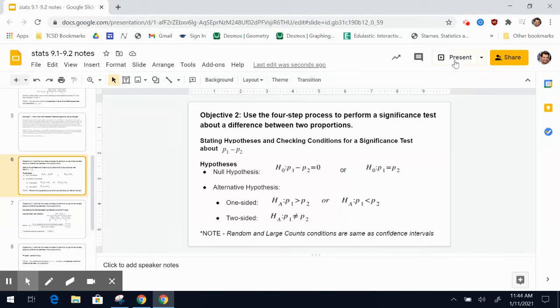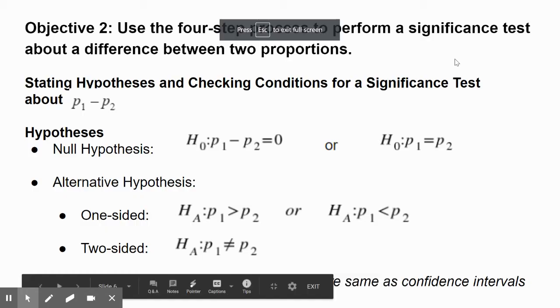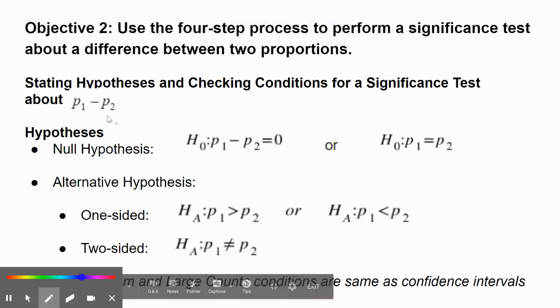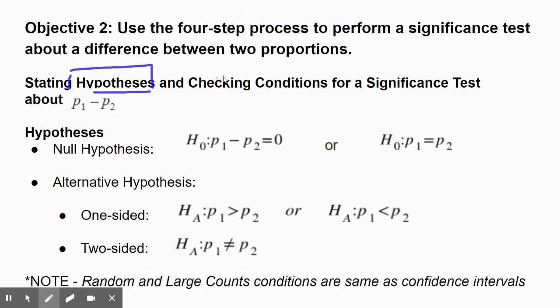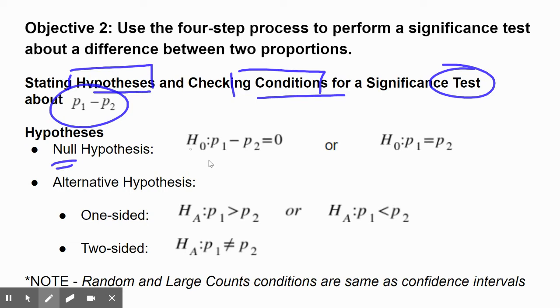All right, stats. So now we're going to do a significance test about a difference between two proportions. Again, here are your hypotheses and your conditions when you're doing a significance test with a p1 minus p2. For your null hypothesis, we assume that there is no difference between the two proportions. If you were to subtract them, that would be a difference of 0. Or, a little simpler stated, we'll just say that the two proportions are equal.